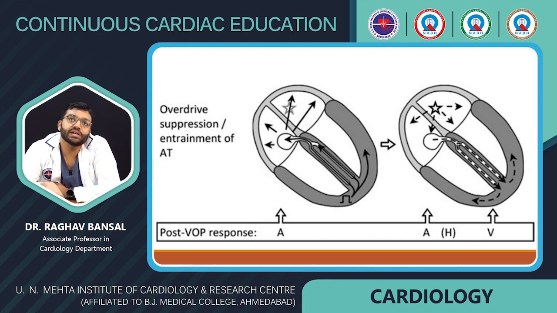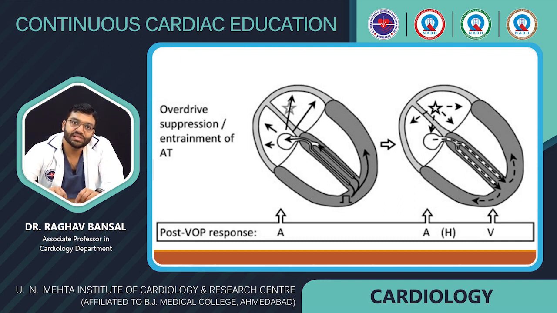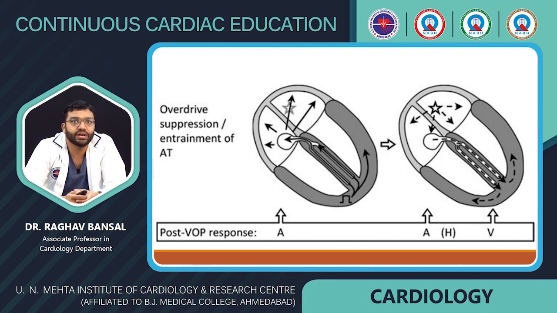So again gives an atrial activation. So the last pacing beat gave an atrial activation, then the tachycardia continues, which again starts with an A, which then gets conducted down to the V. So this is called an AAV activation. If at the cessation of post VOP response, we see an AAV activation, this suggests an atrial tachycardia.